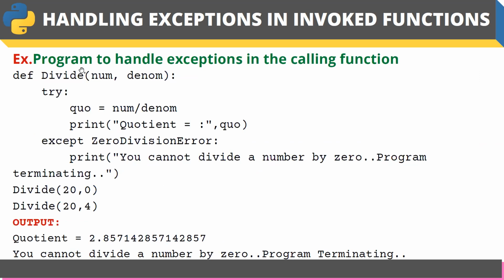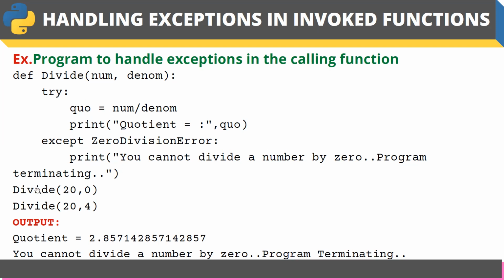This is another program to handle exceptions in the calling functions. The same program: define divide(num, denominator), try: quotient equal to num divided by denominator, print quotient equal to quotient, and except ZeroDivisionError: print you cannot divide a number by 0, program terminating. Then divide(20, 0), divide(20, 4). So this is the function definition and this is the function calling.